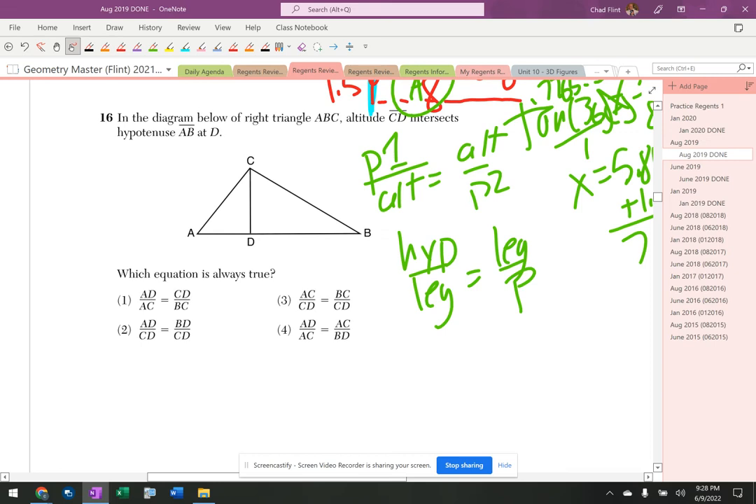Okay, so this problem is an ugly problem because it doesn't fit the first thing that would come to my mind, which is I would try to use piece one over altitude, altitude over piece two, or I'd try to use hypotenuse over leg equals leg over piece. When I go with that, the only one I see that has a double is right there, and that's a leg, so that's good.